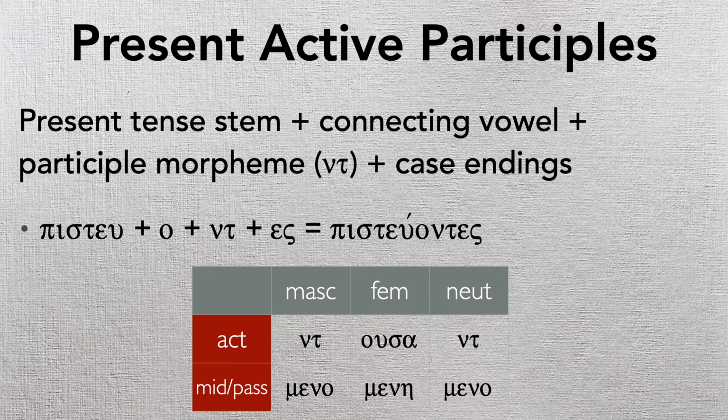If it was feminine, it would take ousa, omicron, upsilon, sigma, alpha, ousa. That would be in the middle. So that would tell us that it's active and that it's feminine, okay? And then if it was middle or passive, it would take either menos for masculine and neuter or mene for feminine. I can tell you that those middle passive participle morphemes are incredibly regular. It almost never changes from that men, which is just so common. We'll see that a lot.